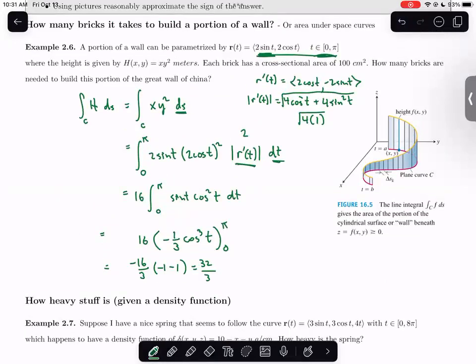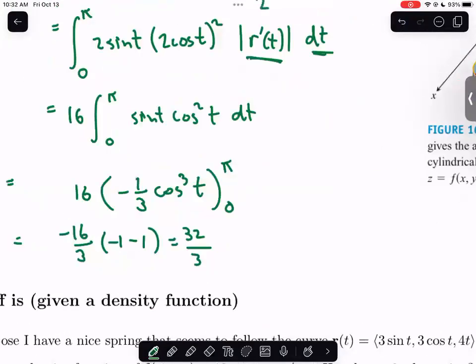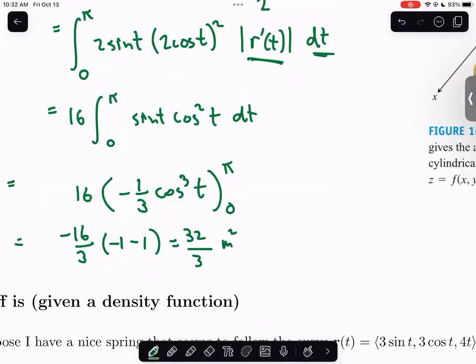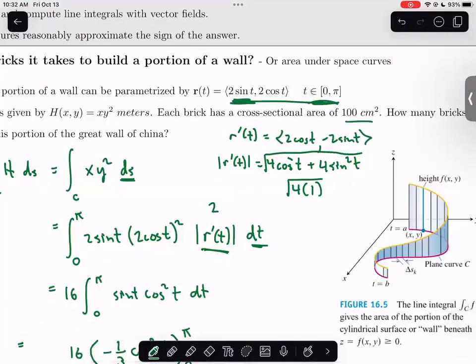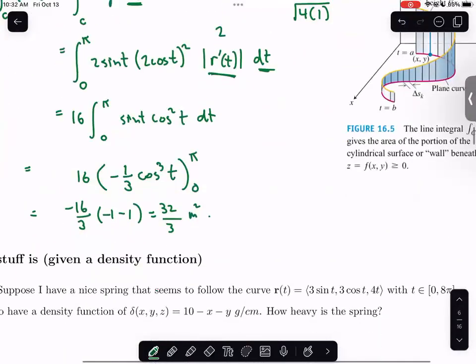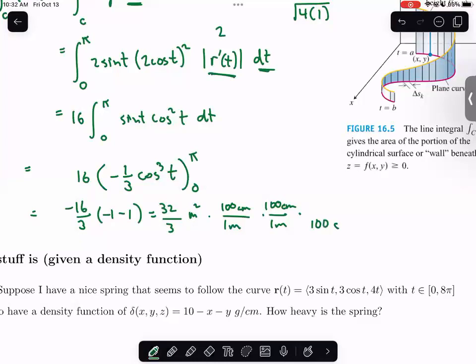And then our units here, right? So this is going to be, looks like meters. So the cross-sectional area here is going to be in square meters. And so this is what I meant where we need to do a little bit of dimensional analysis. I know that my bricks are 100 square centimeters. And so let's see, in 1 meter, there's 100 centimeters. 1 meter, there's 100 centimeters. And then finally, 100 square centimeters is equivalent to 1 brick.